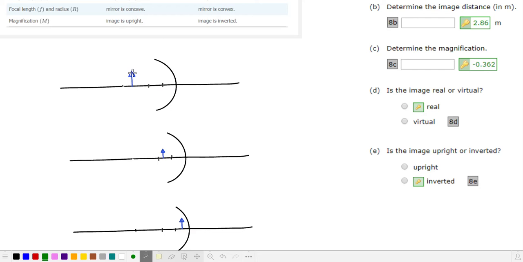First one, parallel in, focal point out. Next one, focal point in. Oops, sorry, focal point in, parallel out. So that's the one we just did, where the image is inverted, smaller, and real.